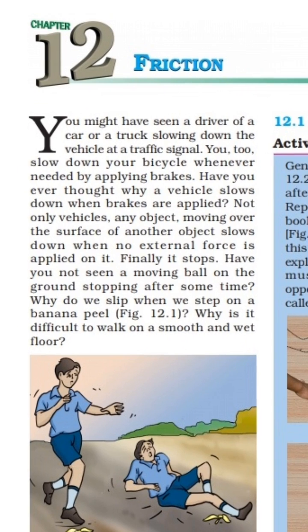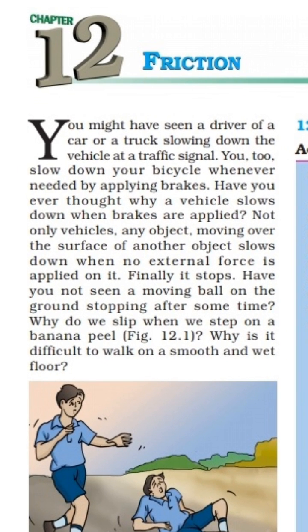Now, see the chapter. You might have seen a driver of a car or a truck slowing down the vehicle at a traffic signal. You too slow down your bicycle whenever needed by applying brakes, and when you want to reduce your bicycle speed, you apply brakes. Have you ever thought why vehicles slow down when brakes are applied?